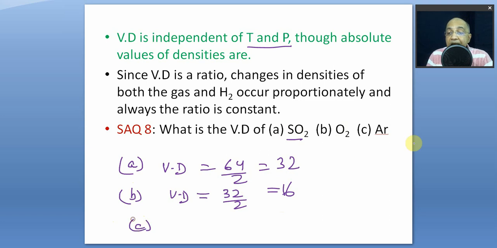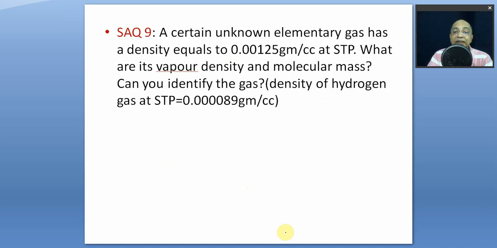Then C, argon. Argon is a monoatomic molecule, so its molecular mass is 40. Atomic mass is the same as molecular mass. By 2, because every time VD is equal to molecular mass by 2, this gives 20 for argon. Now, here is another question. A certain unknown elementary gas has a density equal to this much.